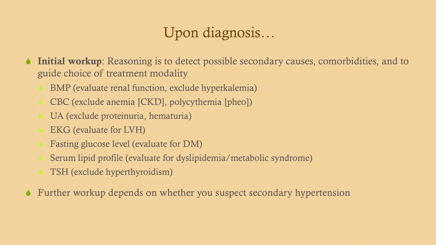You want to get a UA, again, kind of looking at renal function here. You want to get an EKG to evaluate for left ventricular hypertrophy, a big complication of hypertension, chronic hypertension. Get a fasting glucose level, evaluate them for diabetes, especially if they're overweight. Serum lipid profile to evaluate for dyslipidemia, and a TSH to exclude hyperthyroidism. And the importance of each of these labs is going to differ based on the presentation of the patient. We'll get into that more when we talk about secondary hypertension.